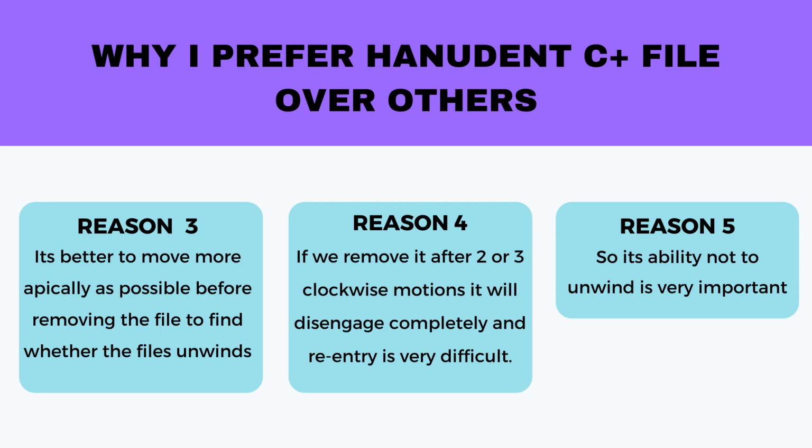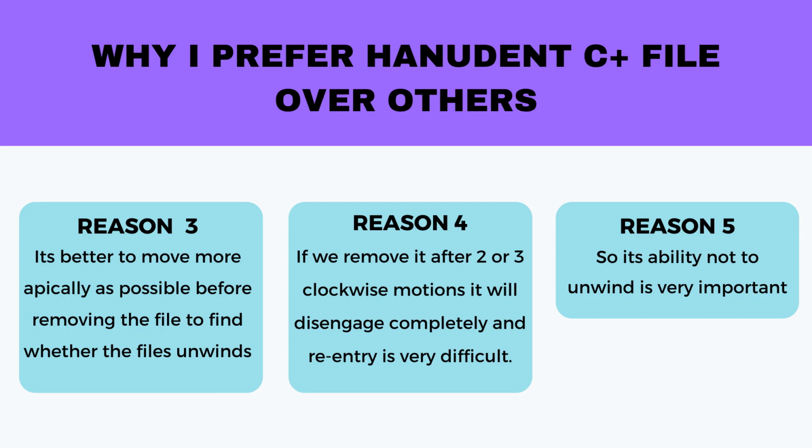So the ability to resist unwinding before fracturing should be the criterion when you select files. Especially when you are working on calcified cases, this property should be considered of paramount importance. Now with this file, I can really go clockwise for 5 or 6 times before I have to check whether it is unwound or not.